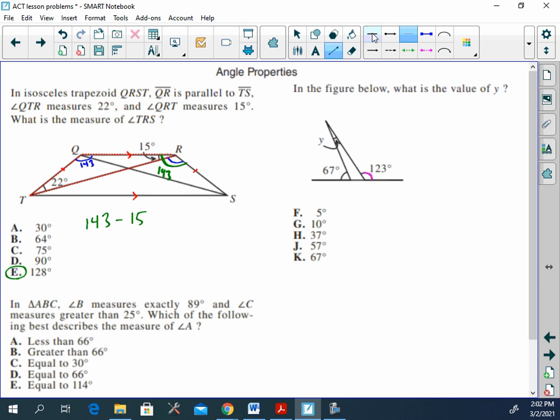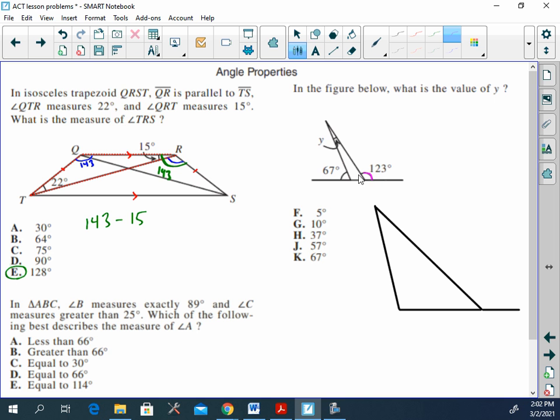So I'm going to redraw this triangle right here so that it's larger and a little more exaggerated. That way I can actually fit my pieces in here. Okay, so this piece over here was 123, which left this piece in here being 57. And then same idea on this side. If I know that this angle out here is 67, and this whole thing is a half a circle, so it should be 180 degrees, I take 180 and subtract 67, and it gives me 113 here.